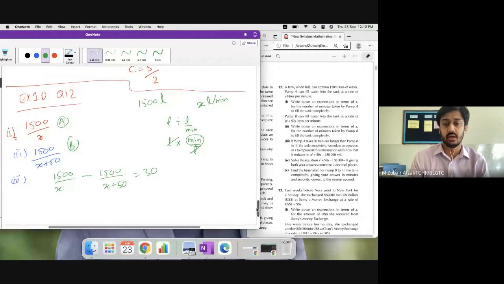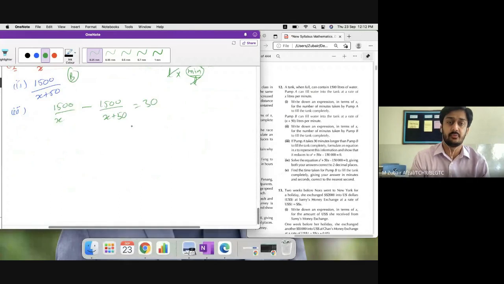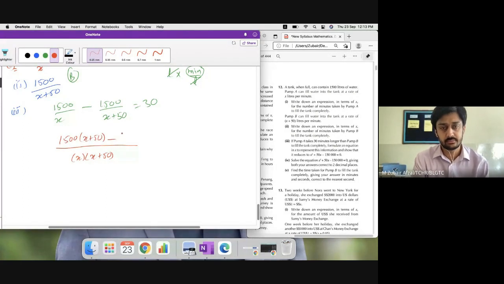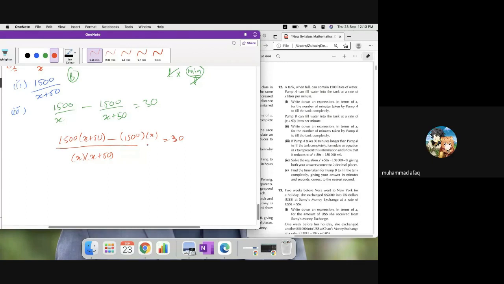So now you have this equation. This looks like question number 5, exercise 1D. So just simplify. The denominator is X times X plus 50. When we take the LCM, this becomes 1500 times X plus 50 minus 1500 times X is equal to 30. So X and X plus 50 will be deducted. Just simplify.